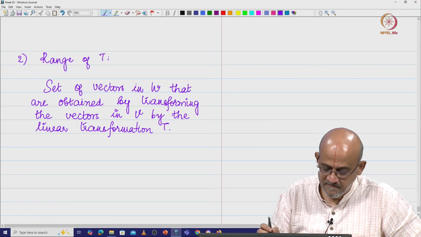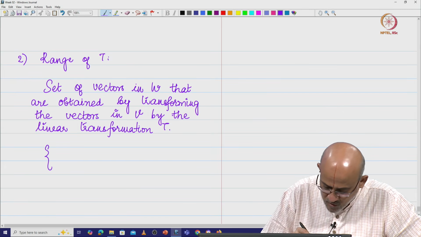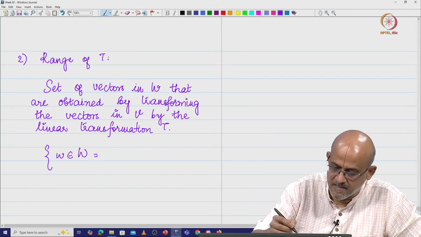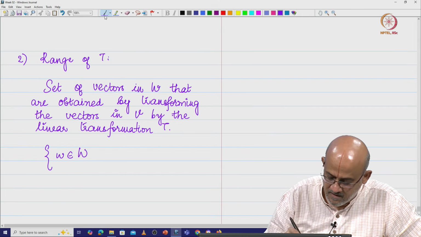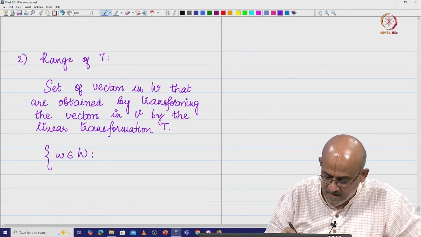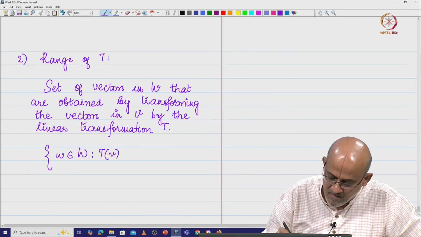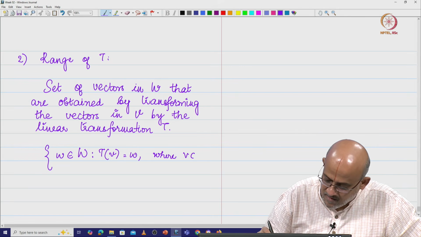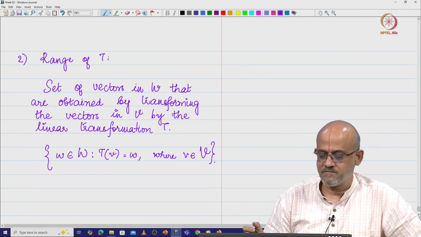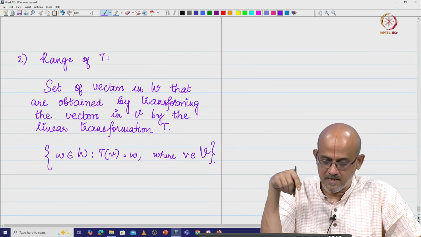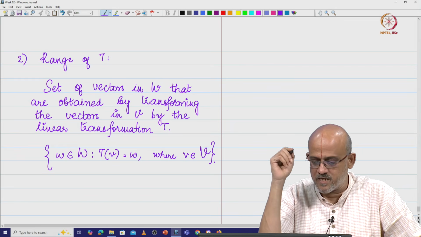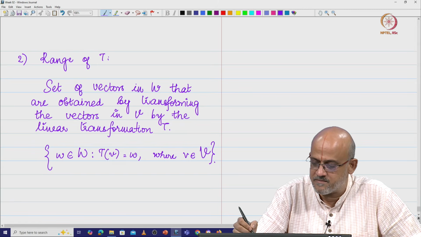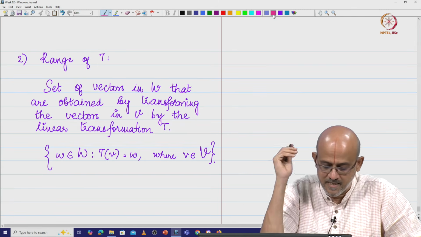Now what does that mean? I am looking for the set of all those vectors w in W such that T of v is equal to w, where v is an element of the vector space V. This is clear. So this is called the range, and now that we associate a matrix with the linear transformation T, we will try to express this in terms of the matrix case.